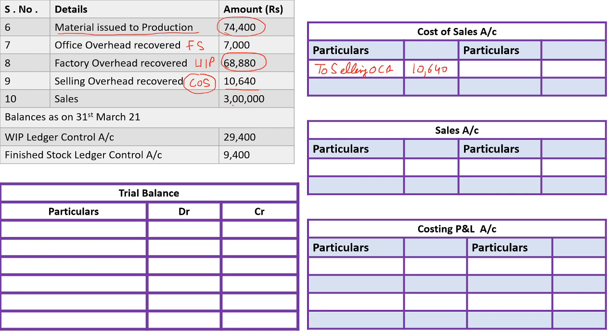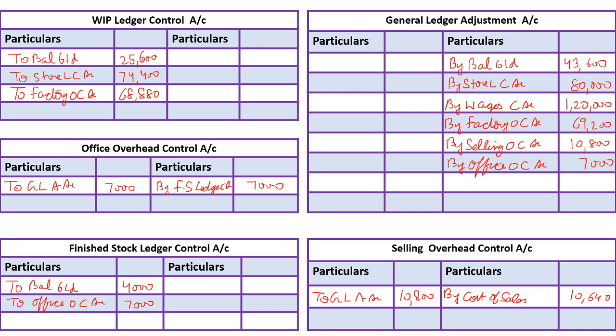Now our last transaction is the sales done by the company for the year amounted to 3 lakh. So in case of sales, our entry is cash or debtors account debit to sales, because sales is an income. So in sales we write in place of cash or debtors. On credit side we write by general ledger adjustment account amounted to 3 lakh rupees, and in general ledger adjustment account we write to sales 3 lakh rupees.